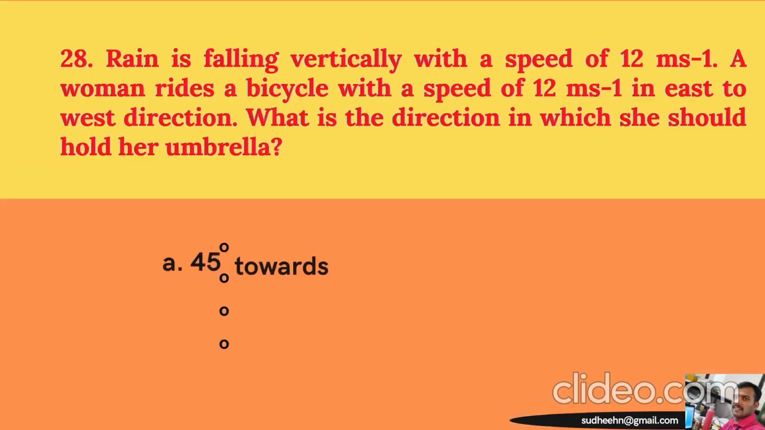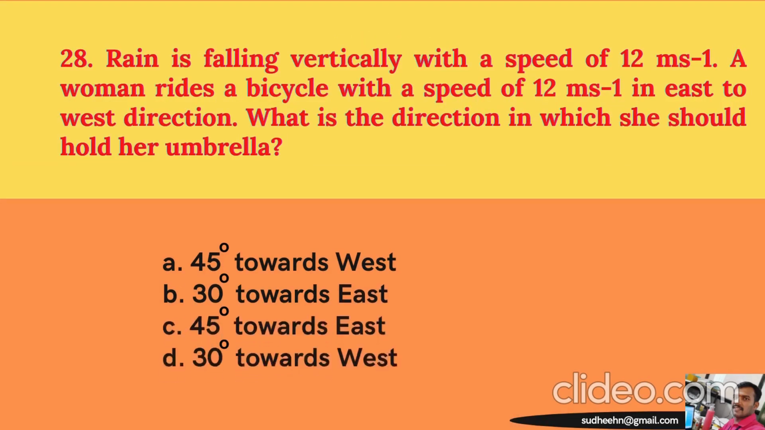Next question is 28. Rain is falling vertically with a speed of 12 meter per second. A woman rides a bicycle with a speed of 12 meter per second in east to west direction. What is the direction in which she should hold her umbrella?